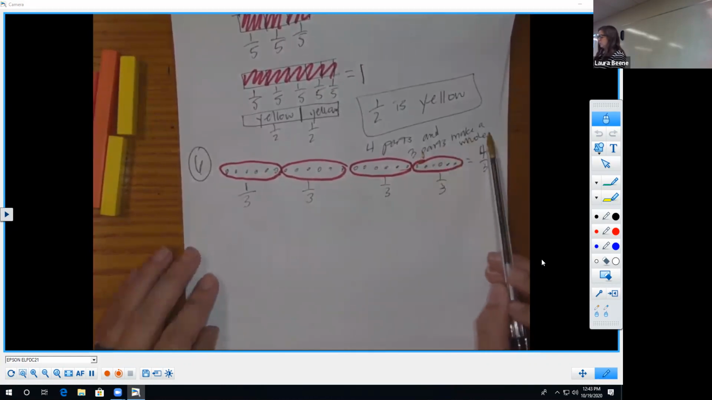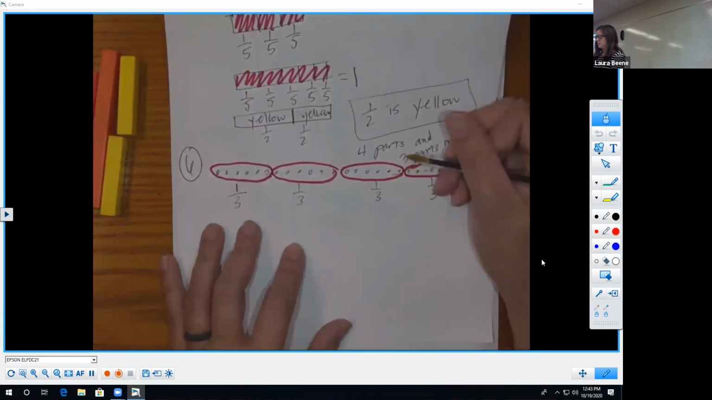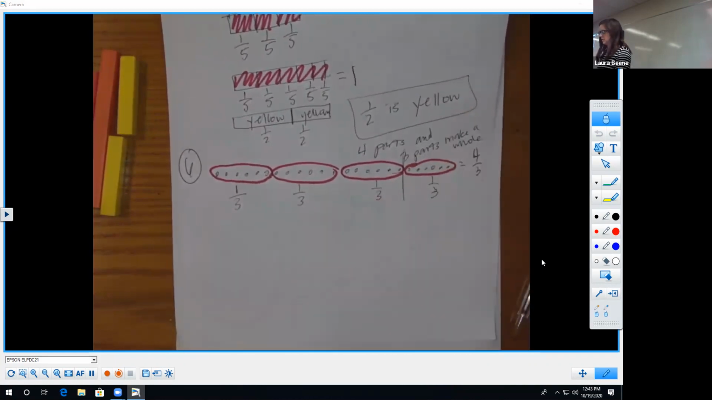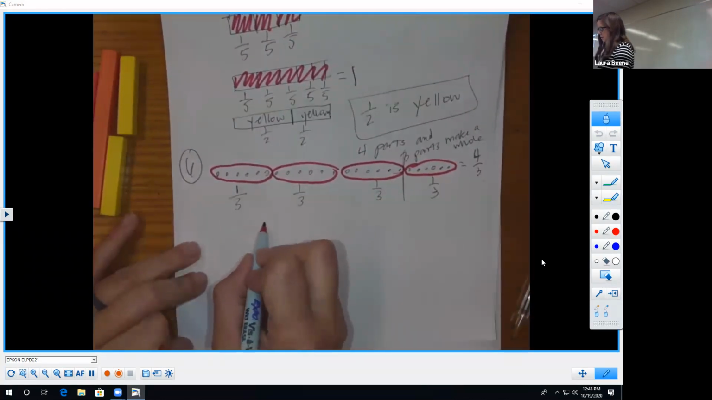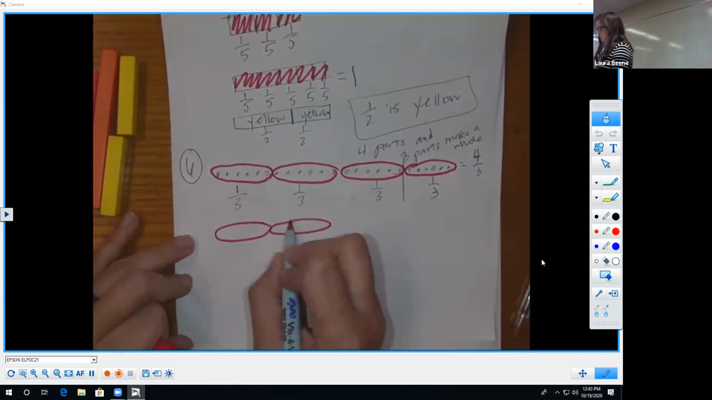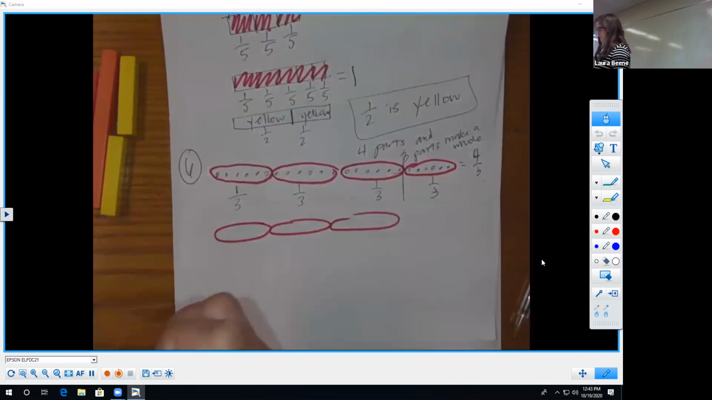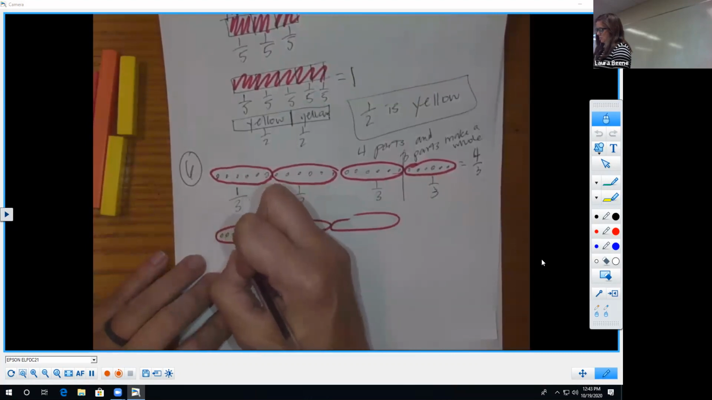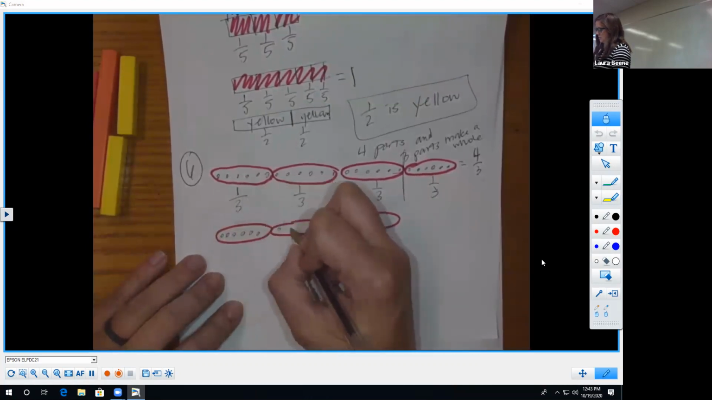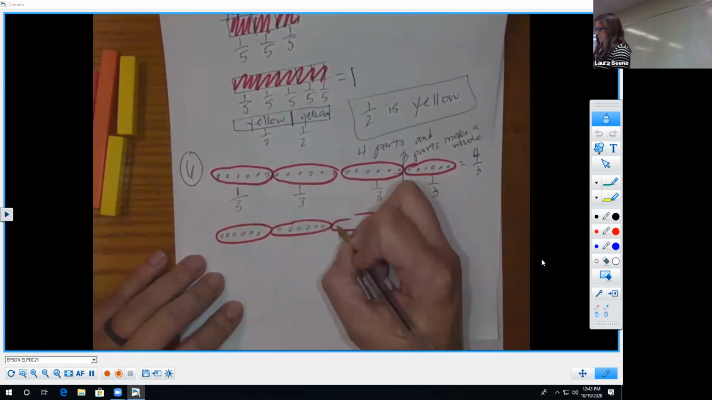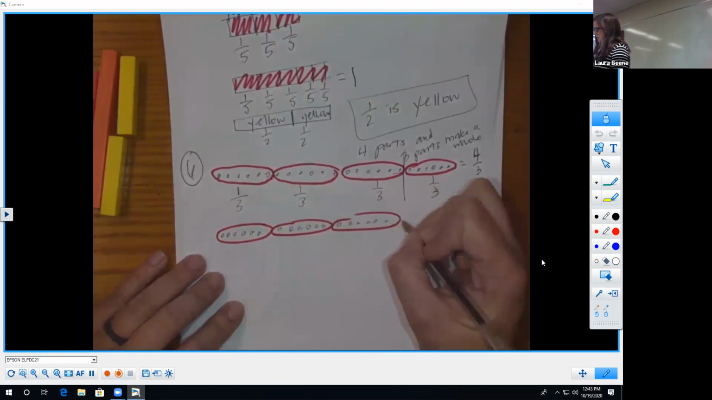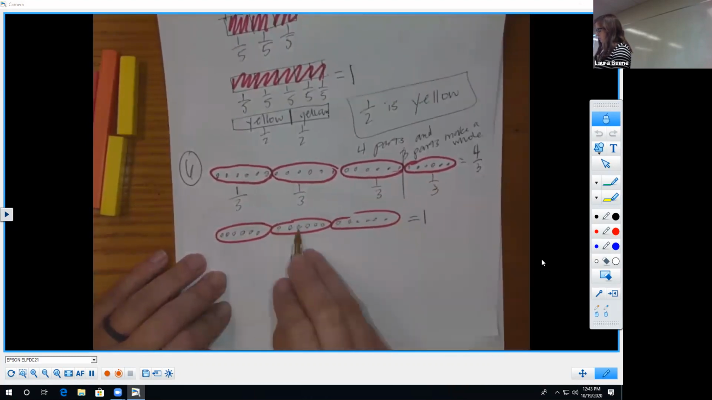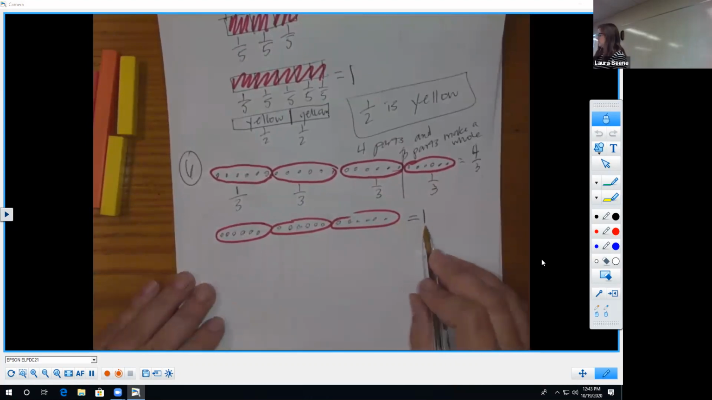3 parts make a whole. 3 of these groups make a whole. This is the whole right there. So I'm just going to go ahead and redraw them. So 3 groups make a whole. 1, 2, 3. It's 18 dots. 1, 2, 3, 4, 5, 6. This is my whole, because 1/3 + 1/3 + 1/3 equals 1 whole.